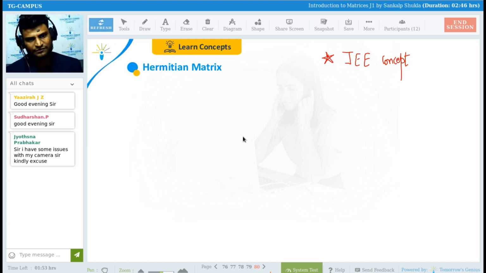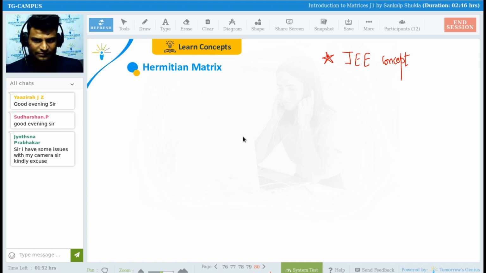So Hermitian matrix. Is anyone here who is having some idea about Hermitian matrix? Harimesh, you know this? No. Fine. Okay. So let me tell you guys, there are certain matrices. Now from this slide, there are some matrices which we are going to use only for JEE. You don't have to mention that in CBSE anywhere.